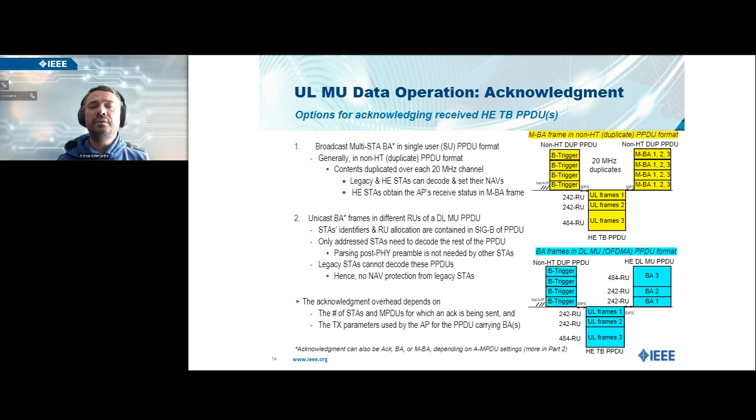So we do have two different options, because depending on the number of stations and the number of MPDUs that are being acknowledged, one option or the other has lower overhead. And that is going to be highly dependent, as I mentioned here, on the number of stations and the number of MPDUs, and of course also the transmit parameters that the access point is going to be using for the PPDU carrying the block acknowledgements.